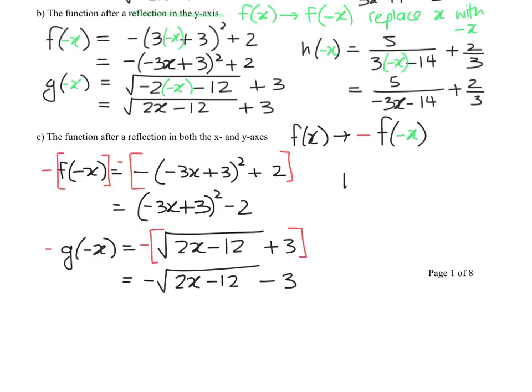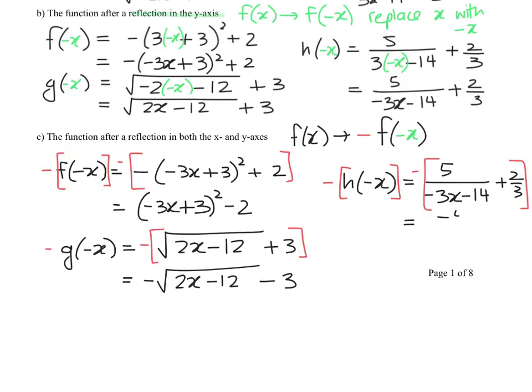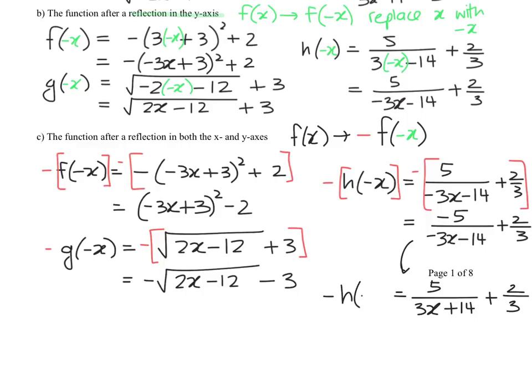And my final example, I have h of negative x is 5 over negative 3x minus 14 plus 2 over 3. Again, I want to take everything, multiply by negative, and I end up with negative 5 over negative 3x minus 14 plus 2/3. And if you notice, there's a lot of negatives here in this rational expression. So I'm going to actually cancel out all of these negatives. Okay, essentially I'm common factoring -1 from the denominator and from the numerator, and then canceling out that -1. So my final answer can be 5 over 3x plus 14 and then plus 2 over 3. So that's my final answer for negative h of negative x.